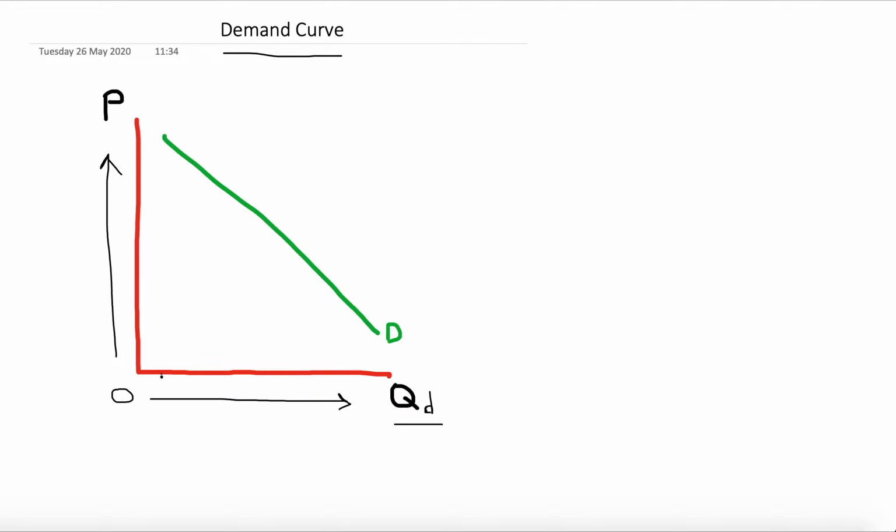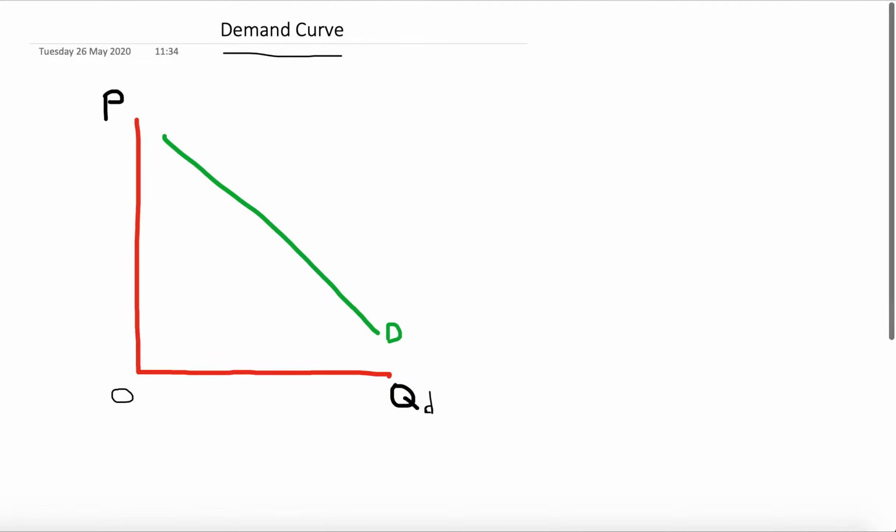Okay, so here it might be 1 unit, and up here it might be 10 units. Similarly here it might be €1, and up here it could be €10. So the further we move away from our origin, the greater the price or the quantity gets.